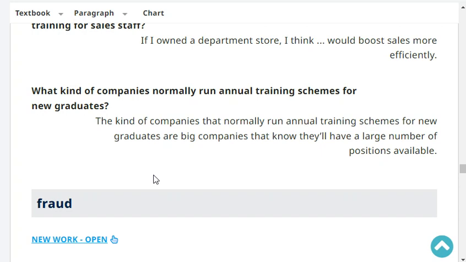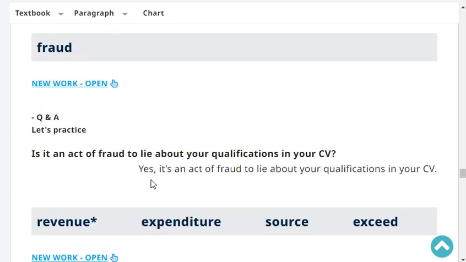What kind of companies normally run annual training schemes for new graduates? The kind of companies that normally run annual training schemes for new graduates are big companies that know they'll have a large number of positions available. Very good.